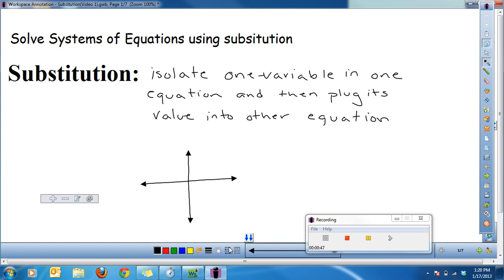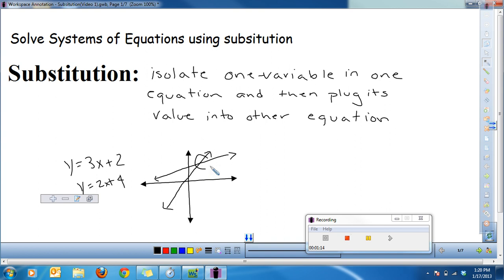So let's say, for example, that I had something like y equals 3x plus 2 and y equals 2x plus 4. Now, these aren't perfect lines. I'm just going to kind of estimate. If I had a y-intercept of 2 and my slope was a positive 3, I'm going to say it crosses like there. If I had a y-intercept of 4 and a slope of 2, let's say this line is like this. Right? And we're looking for this intersection. That is our solution, like we've learned in our previous objective.